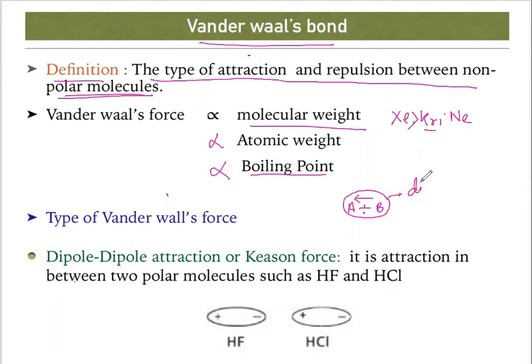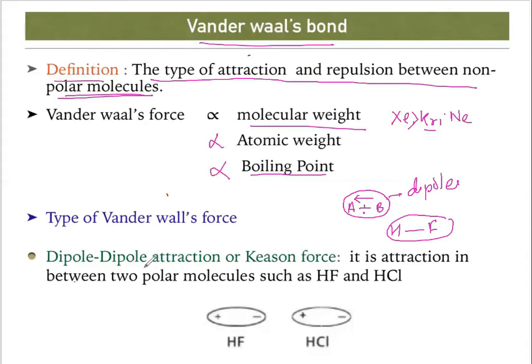Okay, dipole. You can take the example of HF. So HF is a dipole because fluorine is more electronegative than hydrogen. So a dipole looks like this, where a positive and negative charge has been created.